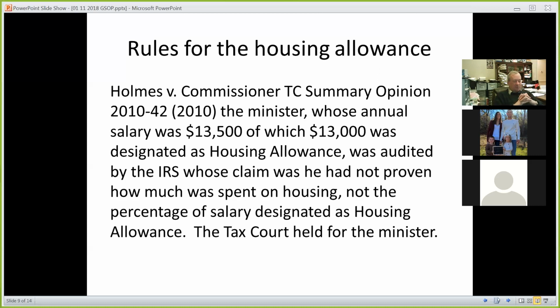In this particular case, in 2010, the tax court held for the minister that he had proven how much was spent on housing. So back to your question earlier, do I need those receipts? You're better off if you get audited, if you have the receipts and can prove what your expenses were as far as your housing allowance. But you've got to prove all three numbers. Number one, how much was designated. Number two, how much was spent. And number three, how much the fair rental value of your house is, furnished plus utilities.